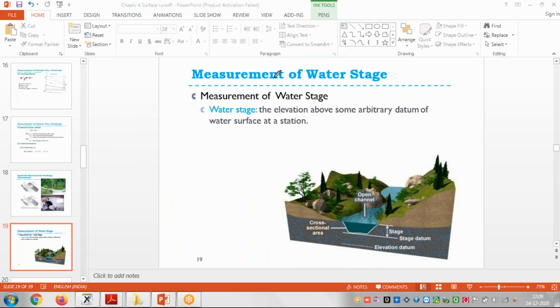This is called the staff gauge. And water stage is what? That is the height of water above some datum level. Is this clear? Yes. Mira, Salim, is this clear?